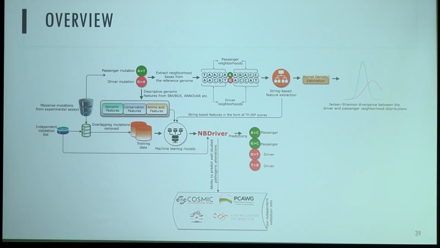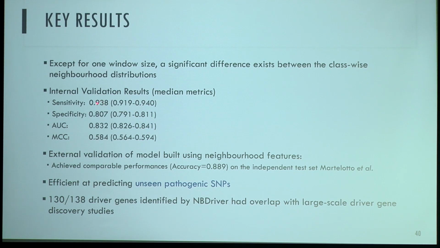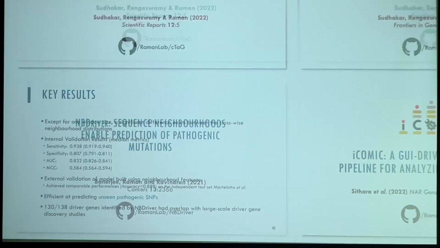So we got very good results. For example, our sensitivity was as high as 0.938, and we also compared it with other methods and integrated it with other methods and so on. This is particularly useful at predicting unseen pathogenic single nucleotide polymorphisms. This is something that you can use as one of the methods that you throw into the mix to make these predictions. We can always have other levels of filtering, but this is again a very potent method to identify driver mutations from data sets in a very unbiased fashion.